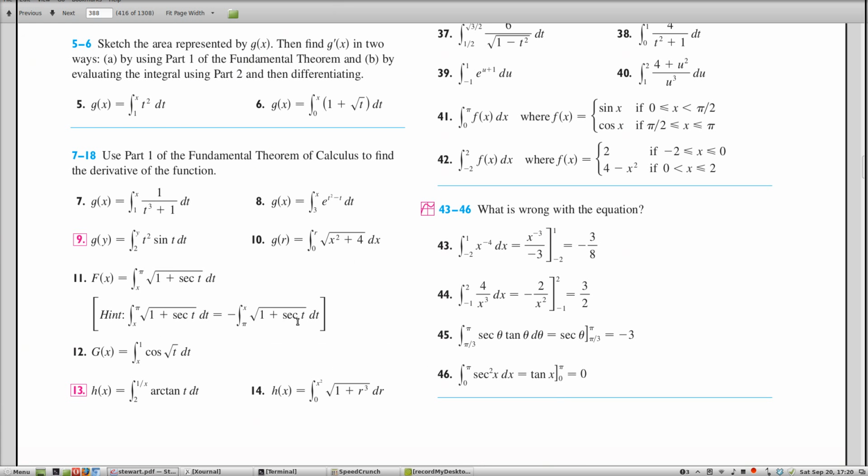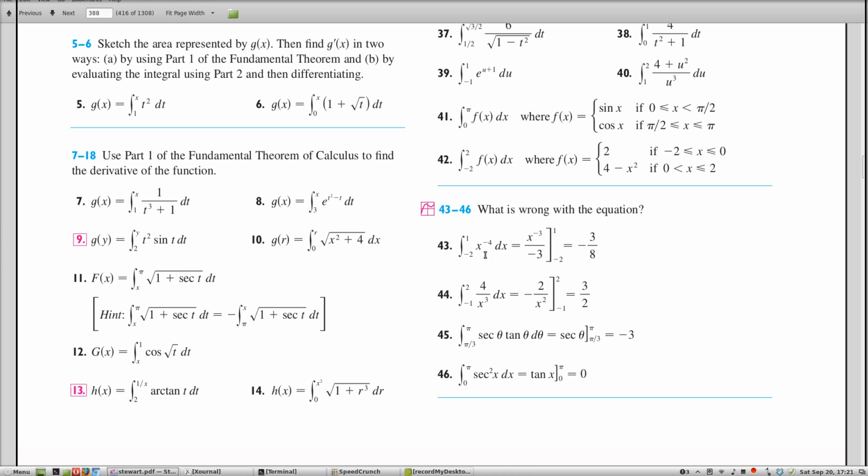So what about these? Numbers 7 through 18. Use part 1 of the fundamental theorem of calculus to find the derivative of the function. We've already done that. That's super boring. Here's something about these that I haven't talked about too much. I guess I did talk about it a little bit, but we never really explored it.